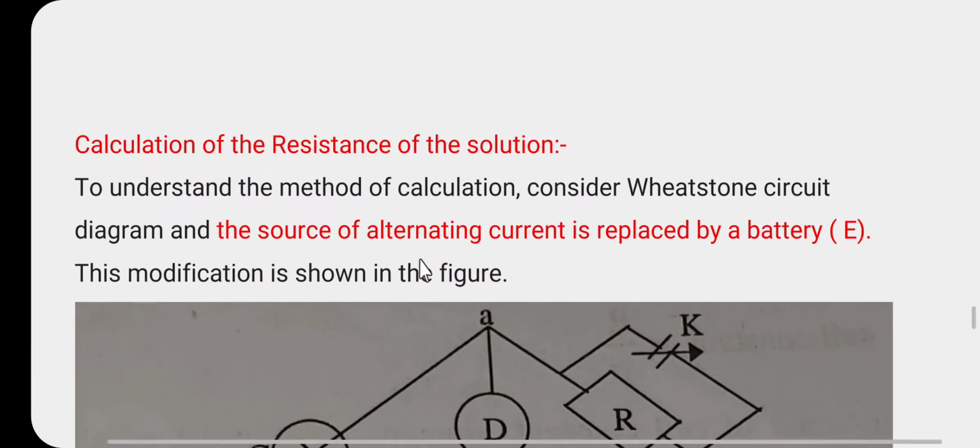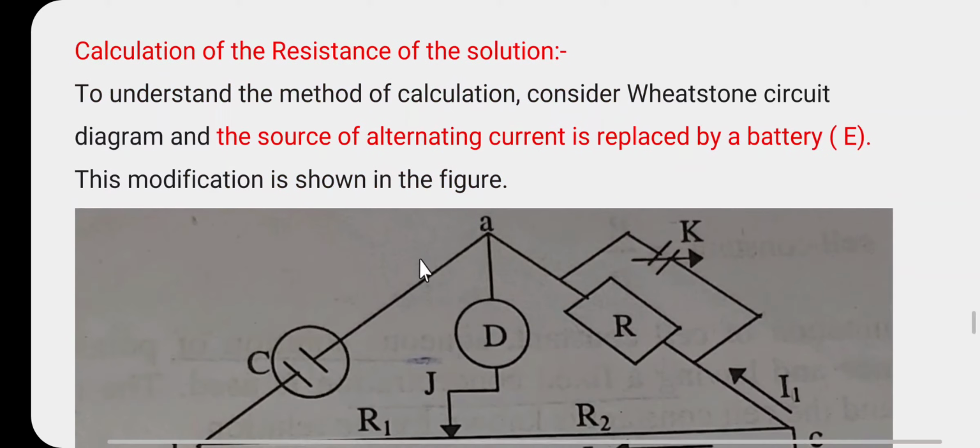Then the next point is the calculation of the resistance of the solution. With the help of the conductivity meter or the Wheatstone bridge circuit, how can the resistance of the solution be calculated? This is an indirect method, not a direct method. To understand the method of calculation, consider the Wheatstone bridge circuit diagram. The same diagram once again we are going to consider.